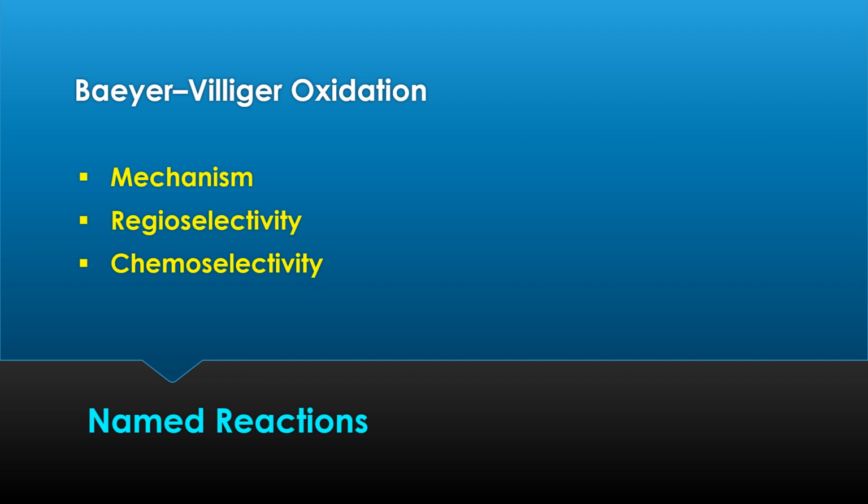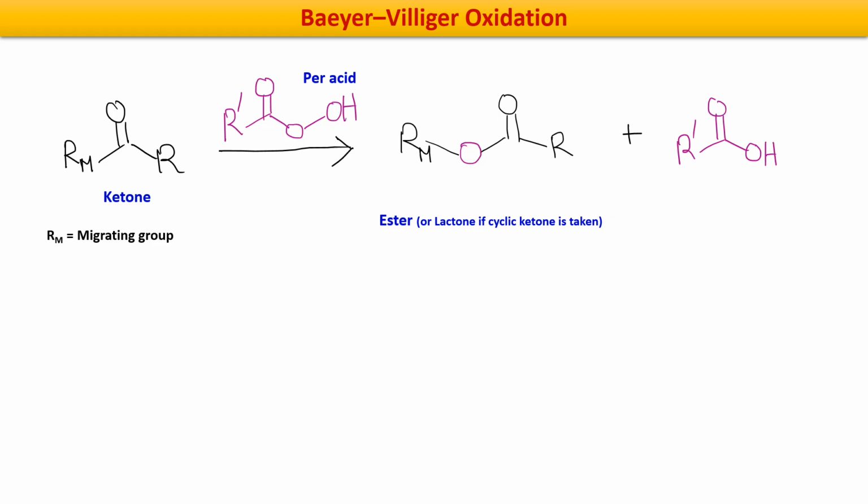Hello everyone, this video is for Baeyer-Villiger oxidation, where I will focus on mechanism, regioselectivity and chemoselectivity. So let's start. Here you can see the reaction. I have taken a substrate which is a ketone. On one side there is a group Rm.